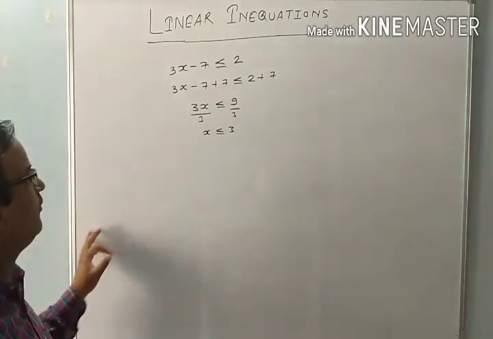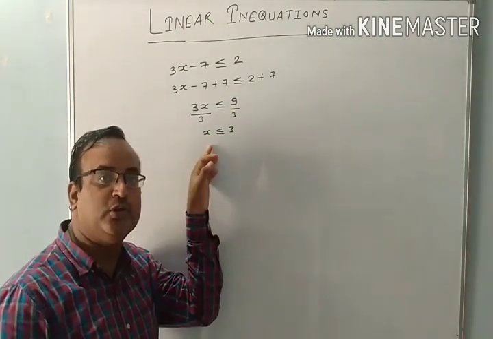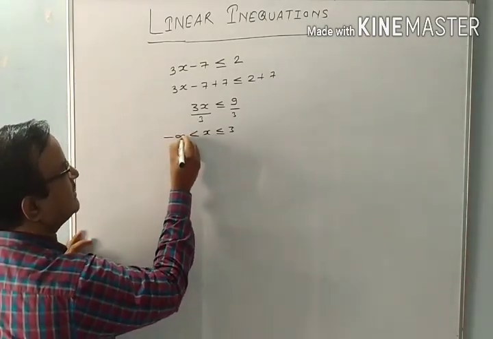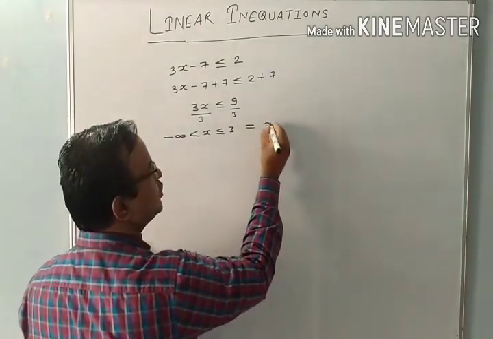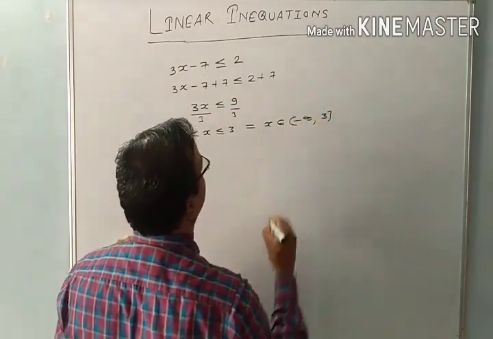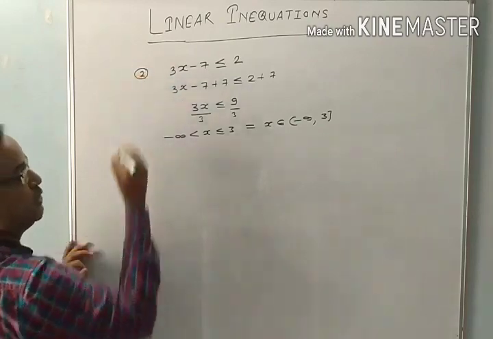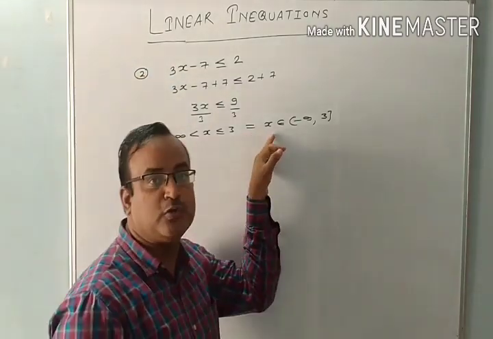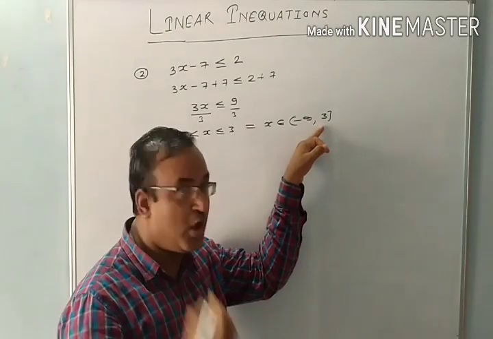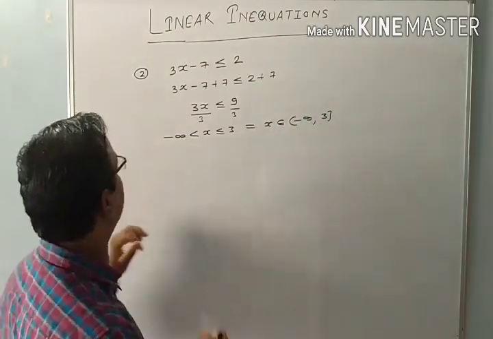That means the values of x equal to 3 but also less than 3, but always more than minus infinity. So x belongs to from minus infinity to 3. It is a closed-open interval. So the values of x belong to from minus infinity to 3. All values of x which belong in this interval will satisfy the given linear inequality.